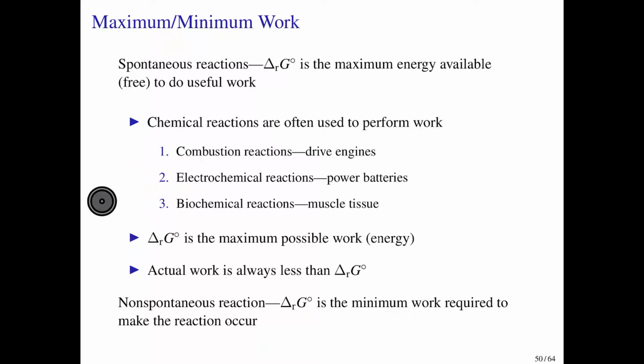If you're considering a non-spontaneous reaction, one that won't occur on its own, delta G represents the minimum amount of work required to make that reaction occur. And the actual value of work will always be larger than that delta G value.